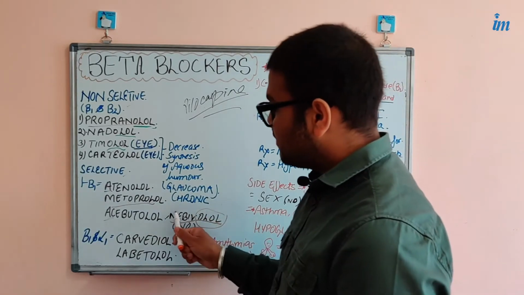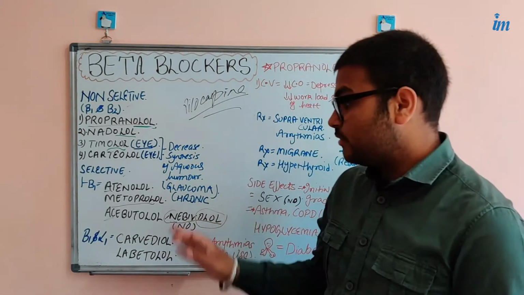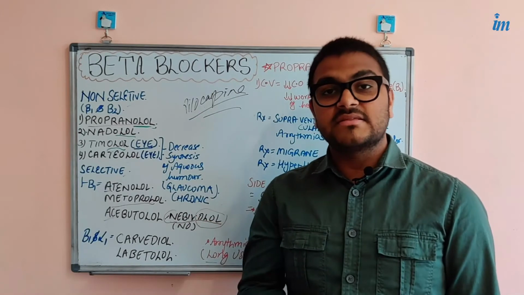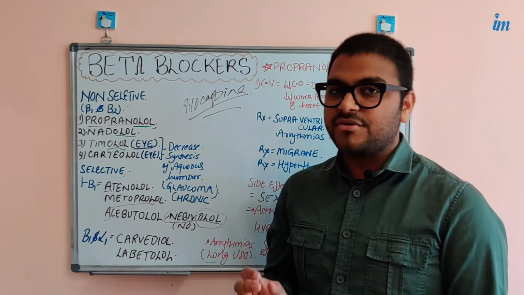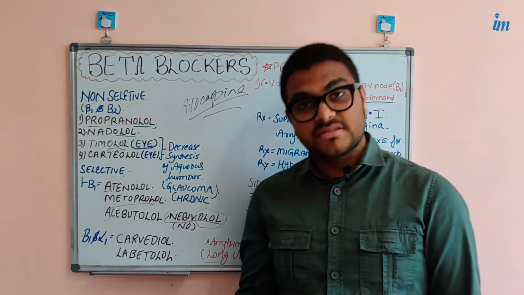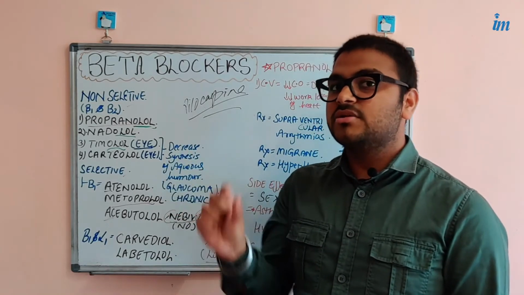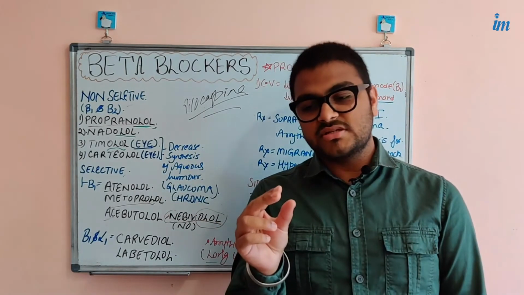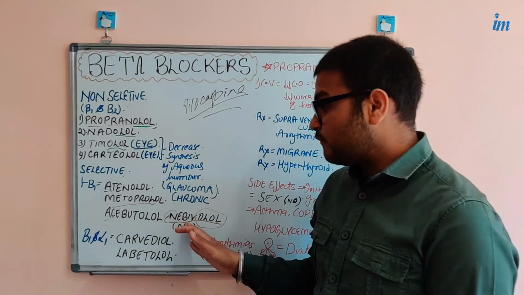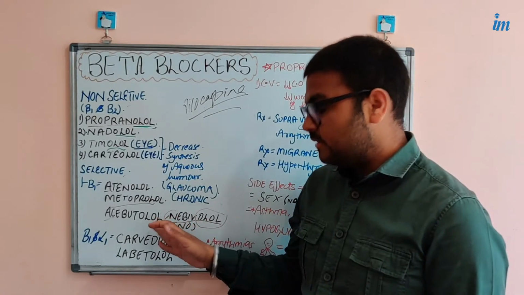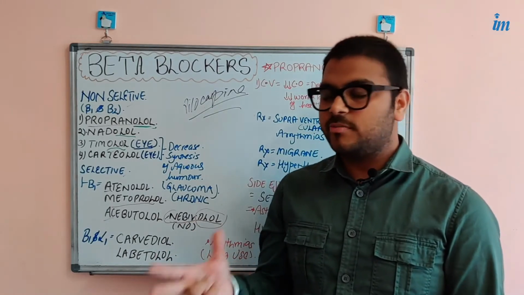nebivolol. Remember that nebivolol starts with the letter N. It also causes increased synthesis of nitric oxide in your blood vessels. The nitric oxide acts on the endothelial cells of the blood vessel and causes peripheral vasodilation. The blood vessels dilate in the periphery, which is very good for lowering blood pressure because it lowers the total peripheral resistance.